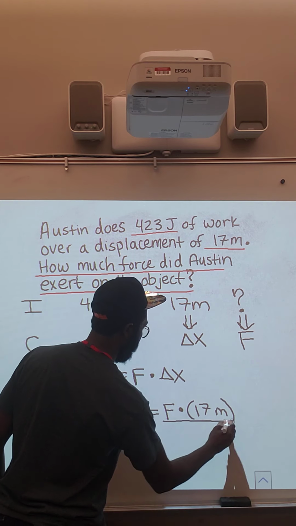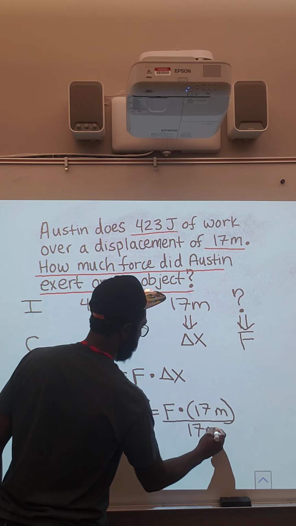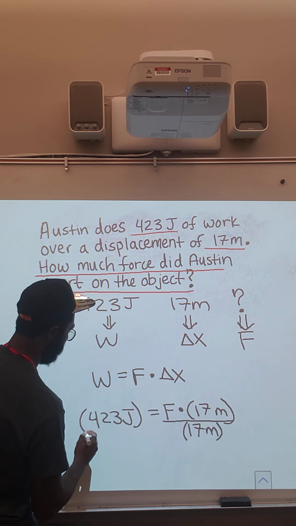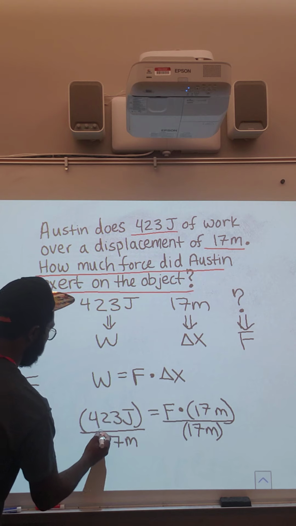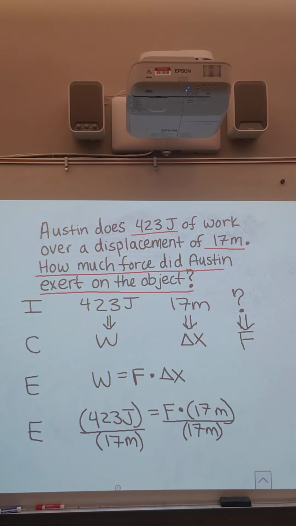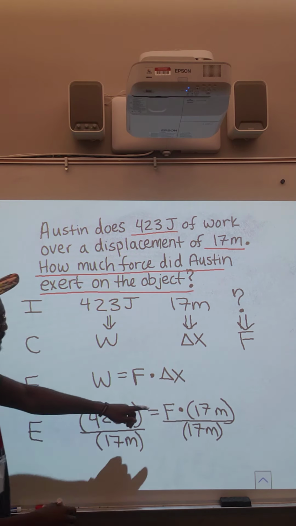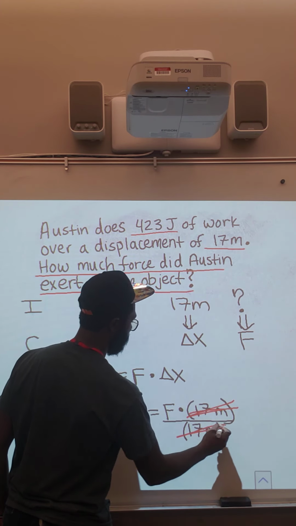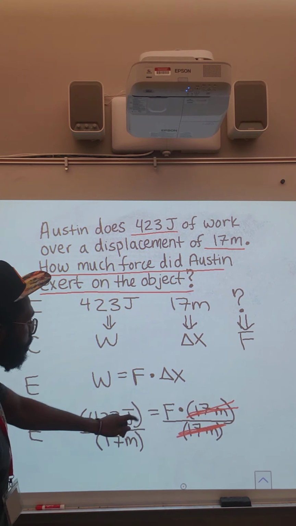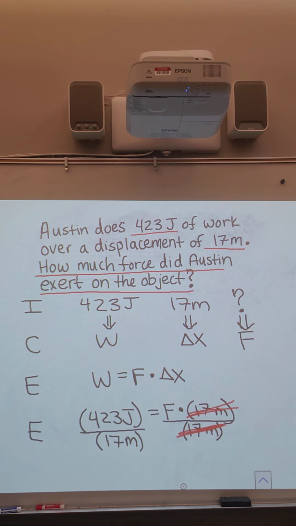So we're going to divide by 17 meters, and whatever we do to one side of the equation, we have to do to the other side of the equation. So we're going to divide both sides by 17 meters. Now, what that does is we have 17 meters in the numerator. That cancels out with the 17 meters in the denominator, and we are indeed left with F. All right? Now, I don't have too much space on my board, so I'm going to go ahead and erase and rewrite this, and we're going to keep on solving.